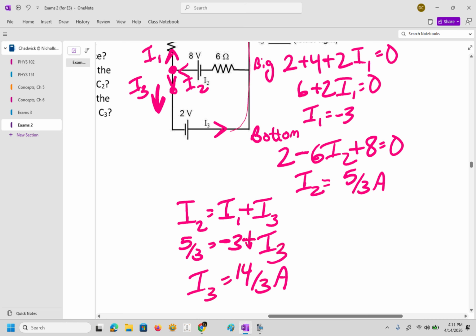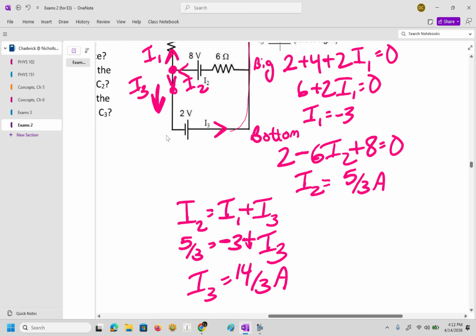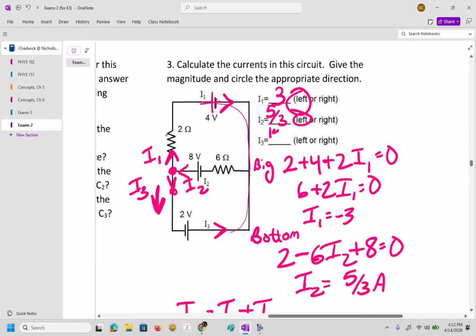Okay. So now going up here, I1 is 3 amps. It was negative. We had chosen it to the right. That means it's opposite that, to the left. I2 is 5/3 to the left. And I3 is 14/3 to the right. You don't have to do it as fractions. You can do it as decimals.